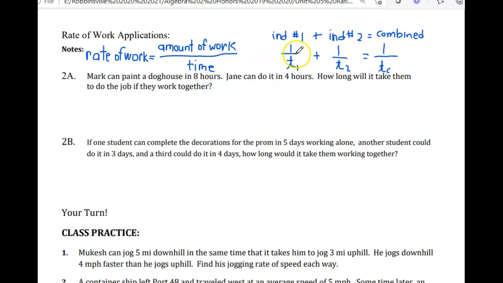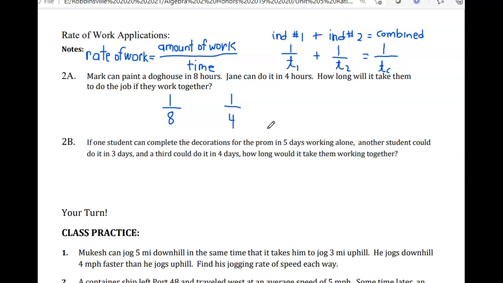So the numerator with these problems will always be 1. So let's go through an example. 2A says Mark can paint a doghouse in 8 hours. So his rate of work is to paint that one doghouse in 8 hours. Now Jane, she can do it in 4 hours. So Jane's rate of work is going to be one doghouse, the same one doghouse, but in 4 hours.